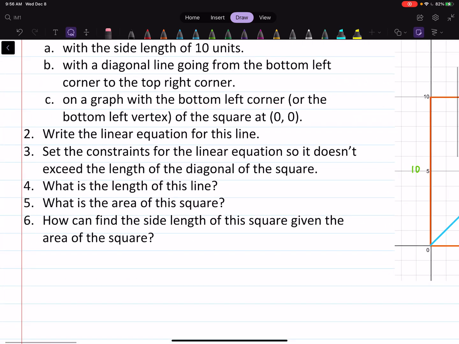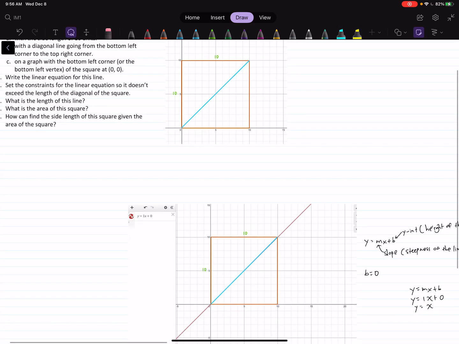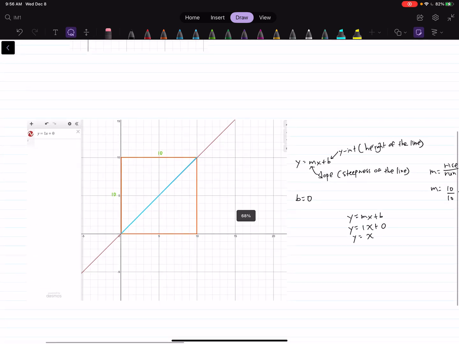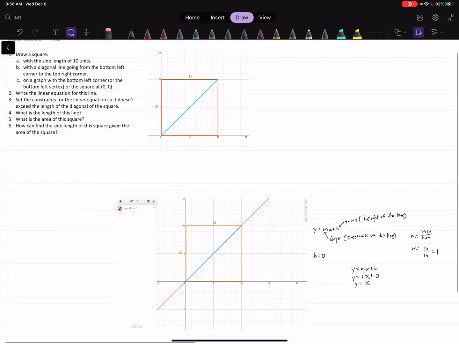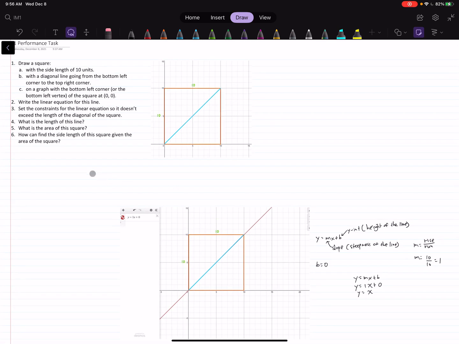Write the linear equation for this line. So we're writing the linear equation for this line, or the diagonal. All right, and then now we're going to set the constraints of the linear equation so it doesn't exceed the length of the diagonal of the square.